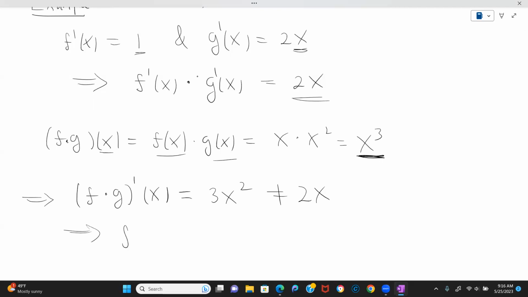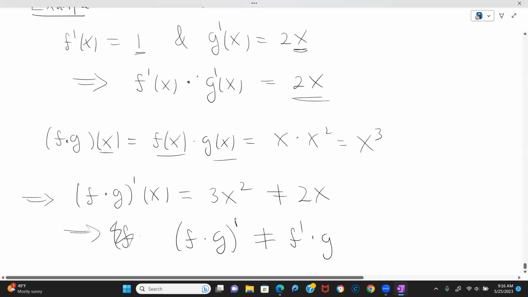So this implies that f times g prime is not always equal to f prime times g prime, unfortunately. But the rule is not so bad.